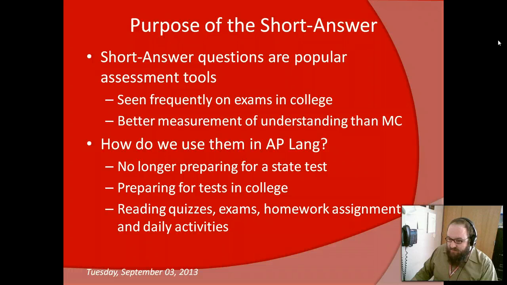I'm also going to use them. Ms. Kruger and I are both going to be using short answer formats for our reading quizzes. You're going to see short answers on exams. You've seen already a short answer question for a homework assignment. We're going to see short answer questions on daily activities. So it's really important that you understand this format.